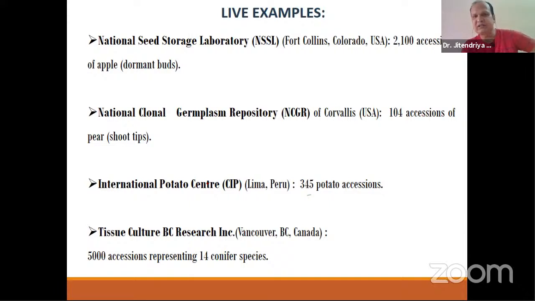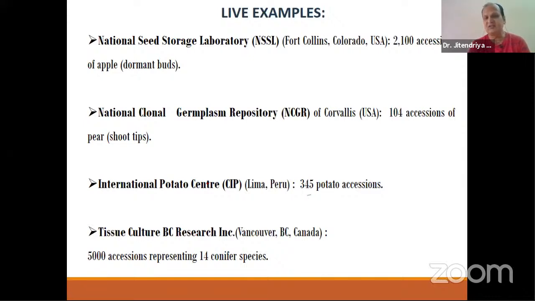National Seed Storage Laboratory, which is found in Colorado. Mostly 2100 accessions of apple were stored. Another example is the National Clonal Germplasm Repository, that is also found in USA. Potato Center, International Potato Center, that is found in Peru. You just mark here, 345 varieties were preserved over here.